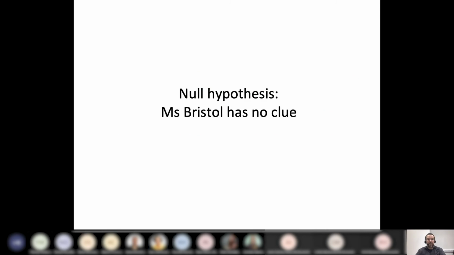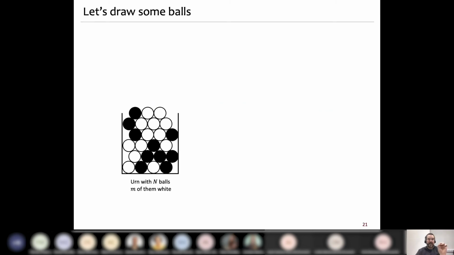To summarize, the null hypothesis is Miss Bristol has absolutely no clue what she is doing. And to explain this, we do this little experiment here. Imagine you have an urn with white and black balls. These colors could represent cases where tea was poured first or milk was poured first, or it could represent any biological condition in your experiment. It is just easier to visualize it and explain Fisher's test this way.